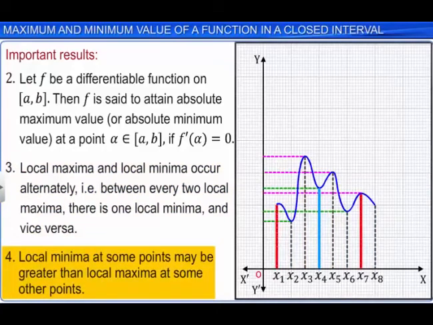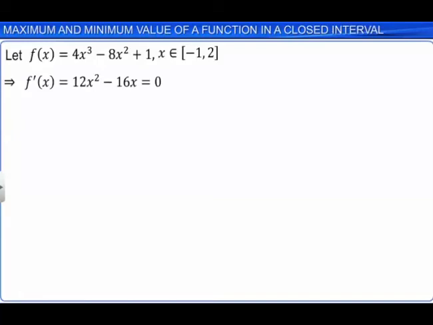Let us now apply what we have learned so far to find the absolute minimum and maximum values of a function f on the closed interval -1, 2. To find the required values of the function f, we have to first find its critical points, which are obtained by equating the derivative of the function to 0. This gives 4x into 3x minus 4 is equal to 0. This implies that x is equal to 0 and x is equal to 4 upon 3 are the two critical points.